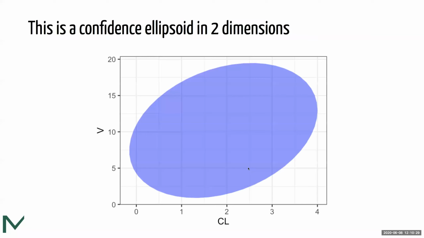So this is not necessarily going to be the best design in terms of clearance or the best design in terms of volume, or it's not going to necessarily treat them equally, but it's going to minimize the overall area here. If you are interested in particular parameters, say you only care about clearance, then there are other criteria that you can use instead of a D-optimal design.